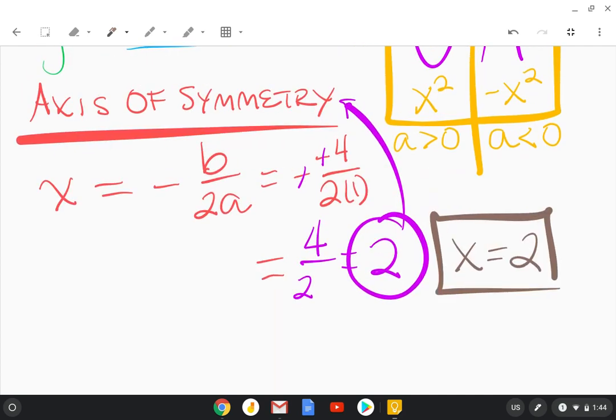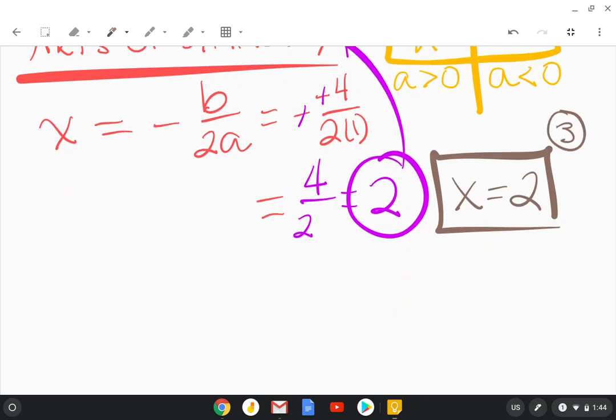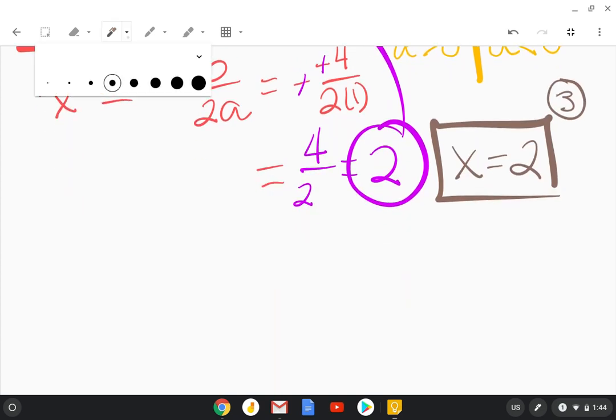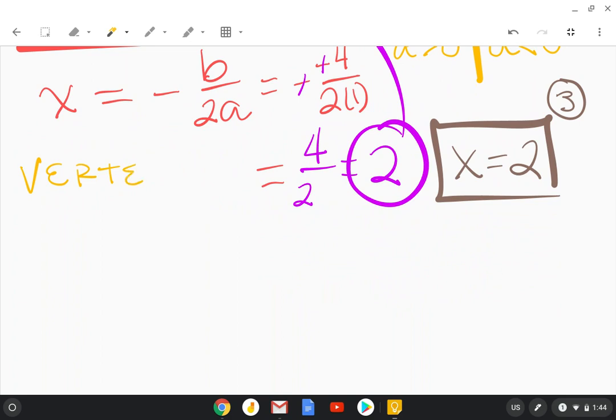Okay. So that's question number 3. Then they ask us to find the vertex. You can see these take some time. I'm going to show you how to graph them and make them a lot quicker in a second.